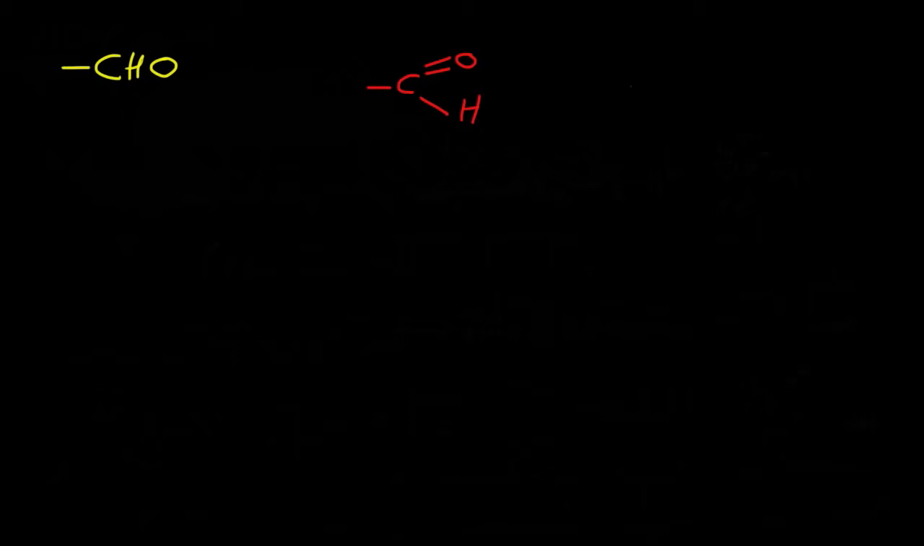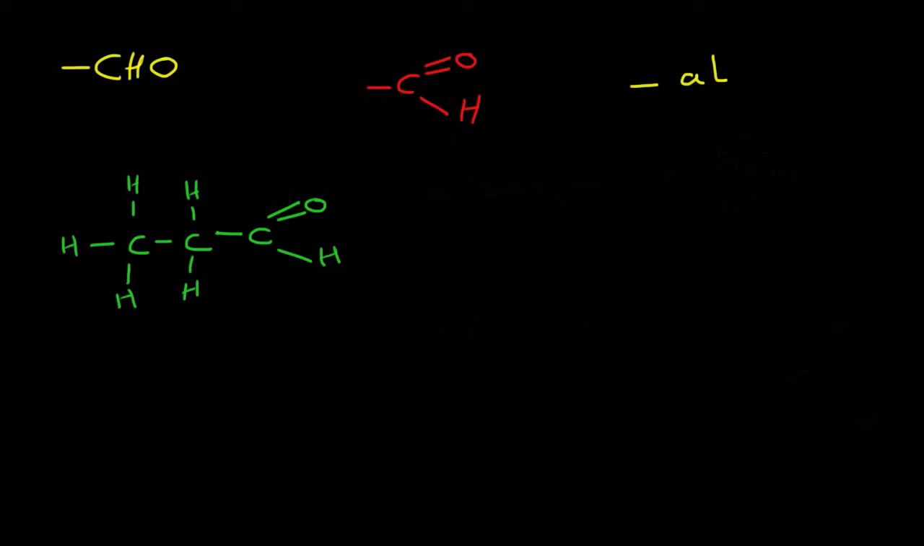For the nomenclature of these molecules, we simply end our molecule with "al". For example, this molecule has 3 carbons. It has the aldehyde functional group on the end, and therefore would be called propanal.